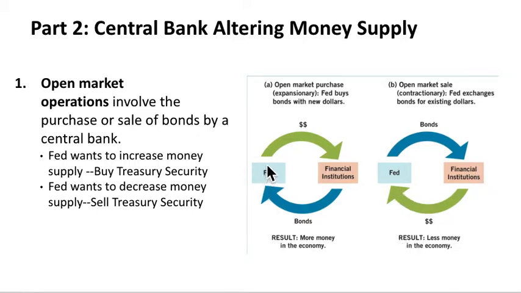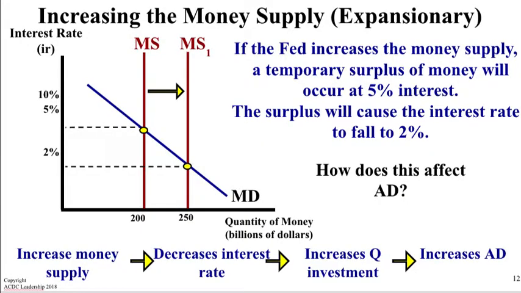So Fed, when they're buying, it increases the money supply. Fed, when they're selling, it decreases the money supply. We definitely want to have this understanding to continue. So now we're actually applying it to graphs.